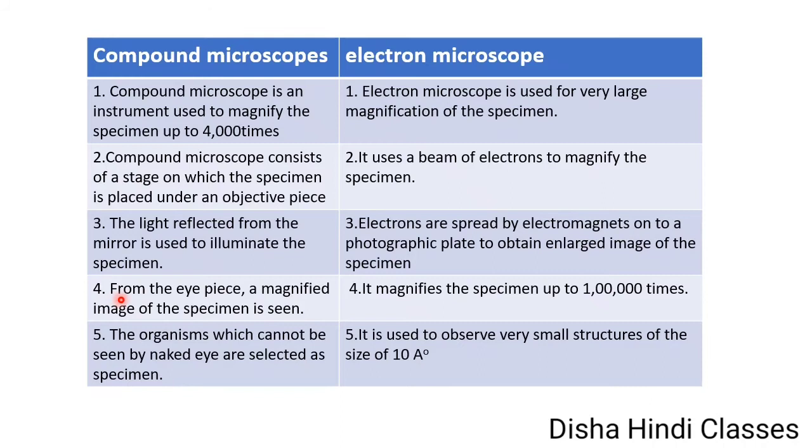In compound microscopes, from the eyepiece, a magnified image of the specimen is seen. Electron microscope magnifies the specimen up to 1 lakh times. The organisms which cannot be seen by naked eye are selected as specimen. Electron microscope is used to observe very small structures of the size of 10 angstrom.